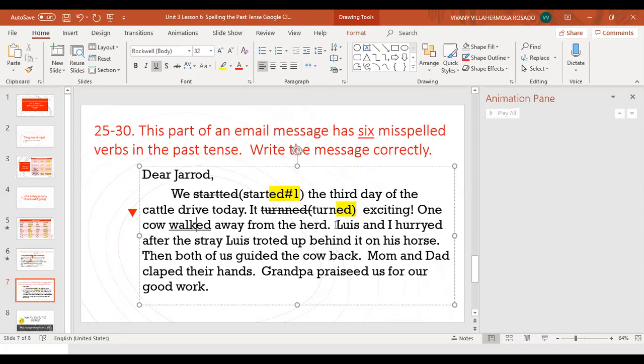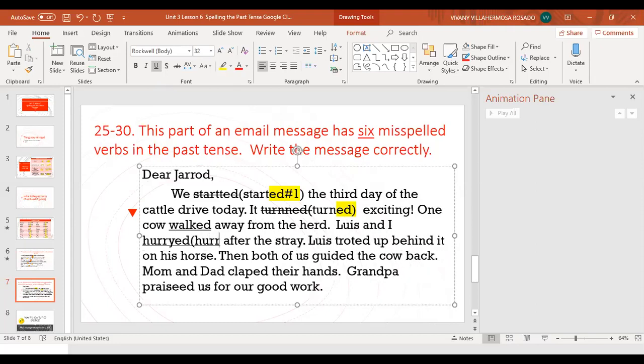"So Louis and I hurried after the stray." Should have a period here. So we identify the verb in the sentence, which is hurried, right? Hope that you guys were able to identify the verb hurried. And if you look at the verb, we see hurried, but it has a Y. What is the baseline for hurried?